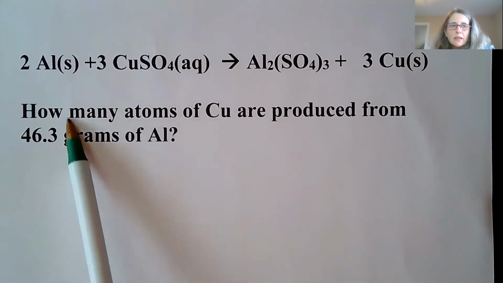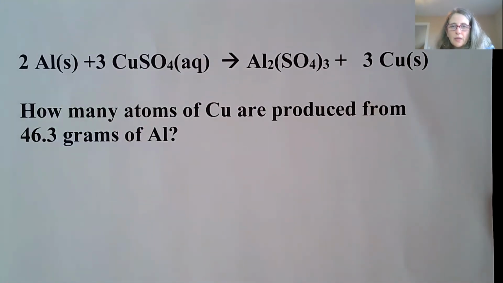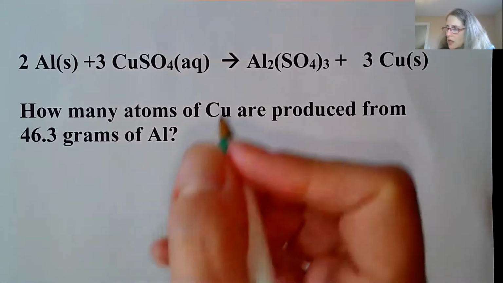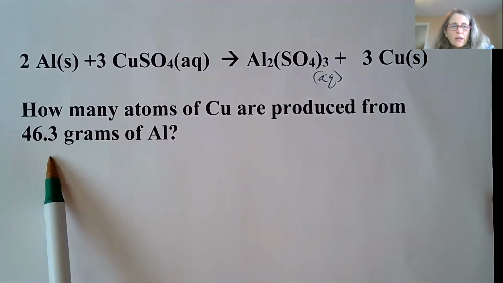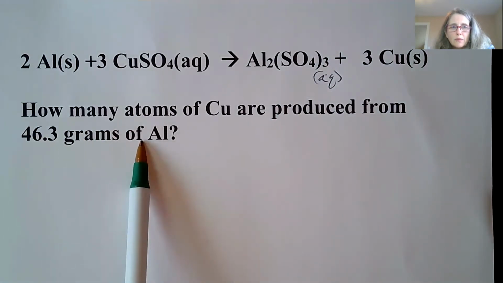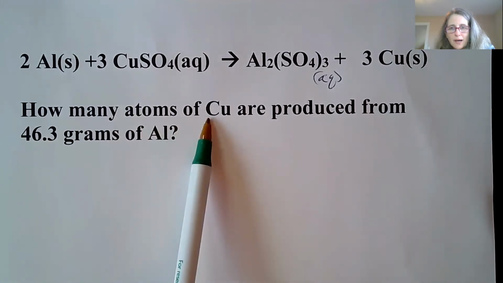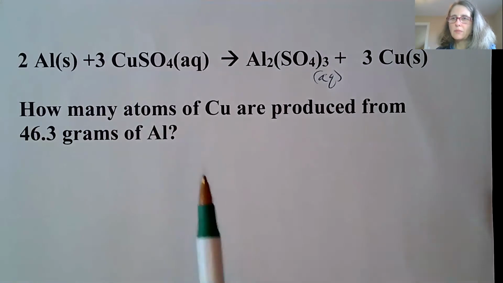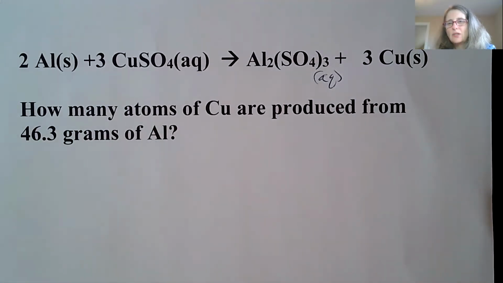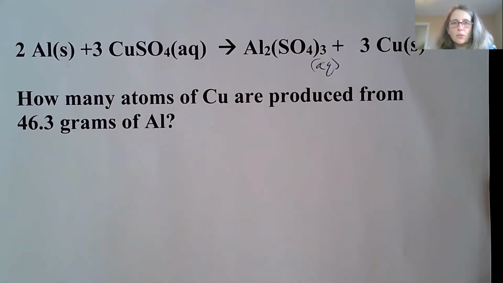So here is the balanced chemical equation. And again, with all of these problems, we will typically give you the balanced equation. This is called a gram to particle because I'm starting with 46.3 grams of aluminum and I want to go to atoms of copper. With all of these problems in stoichiometry, just keep in mind that it's usually a three-step process, but it depends upon what you are given in the problem.